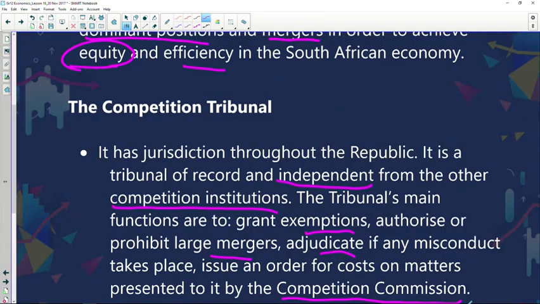They would decide whether the merger should go ahead. If they feel that you don't have the best interests of the consumers at heart, then they will decline and prohibit you from forming that large merger. And also, if there are issues of misconduct that have taken place, they are the ones who are going to make a ruling on that, and they're also going to decide who incurs the costs on matters that are presented to the Competition Commission as well.